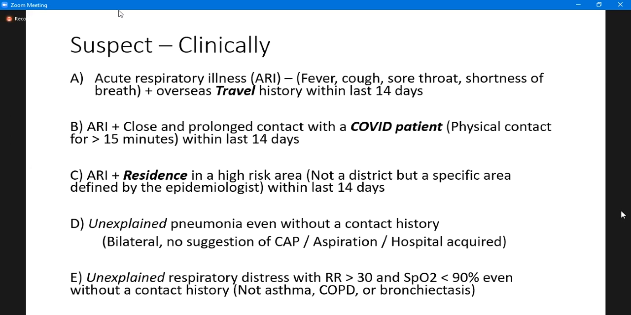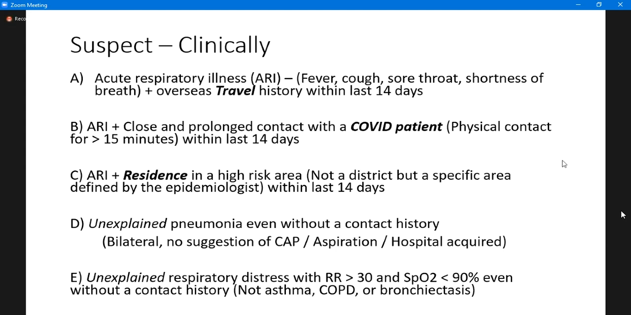So maybe you pass one of them on the road or something, COVID is not going to jump from that person to you. So acute respiratory illness and prolonged and close. Those are the two important words, prolonged and close contact with a COVID-19 patient.